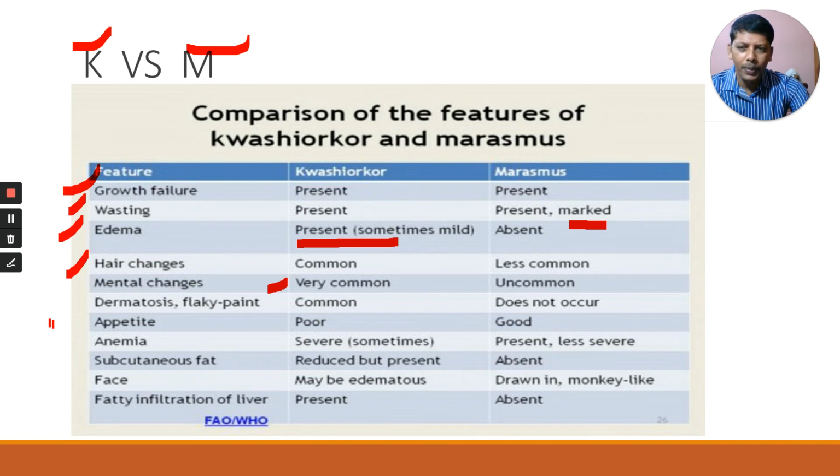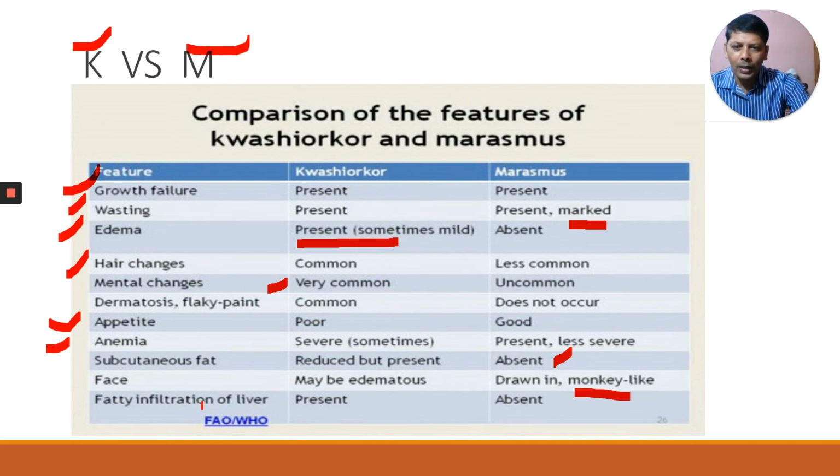Poor appetite here. Appetite means a physical craving, a physical desire to eat food, that is called appetite. And next, anemia, severe here, present or less severe here. Next one, subcutaneous fat means the fat below the skin, reduced but present here, absent here. Face, edema may be present here, drawn in and monkey-like face here.